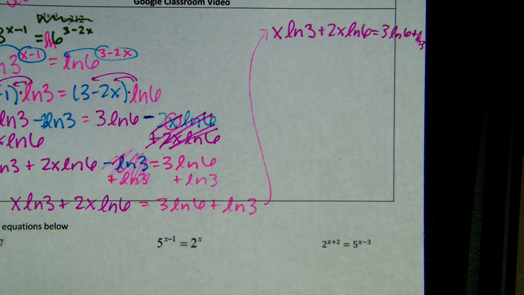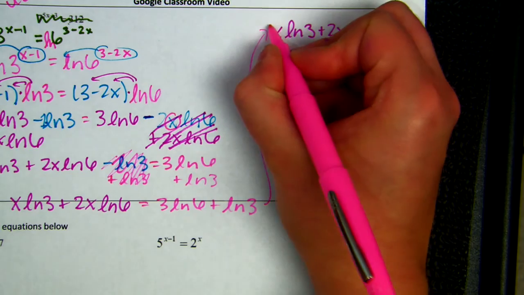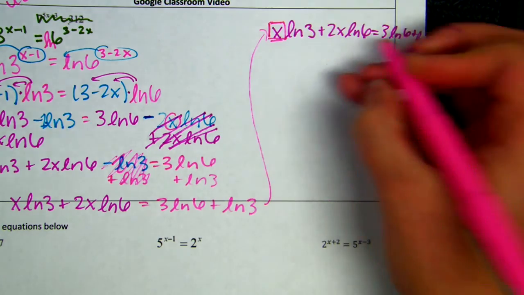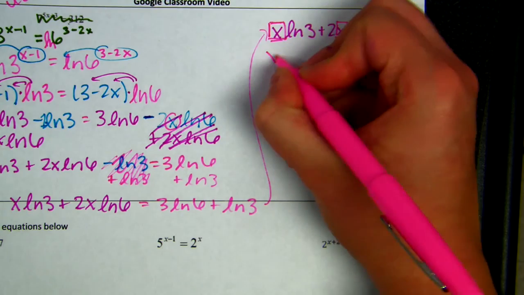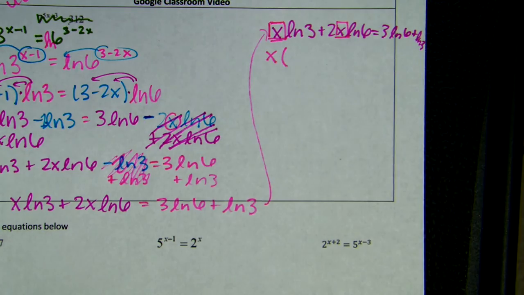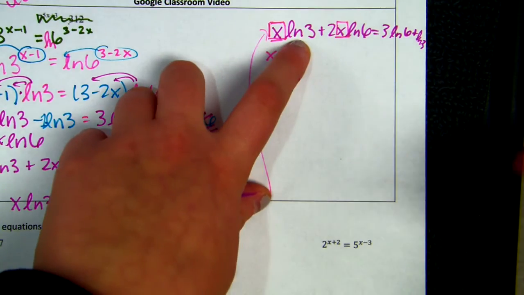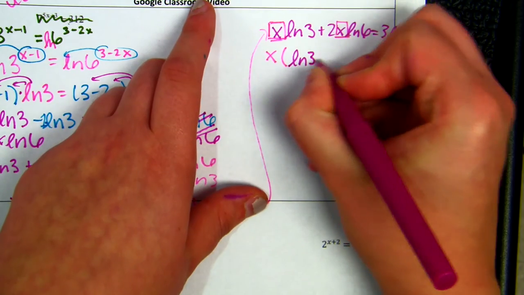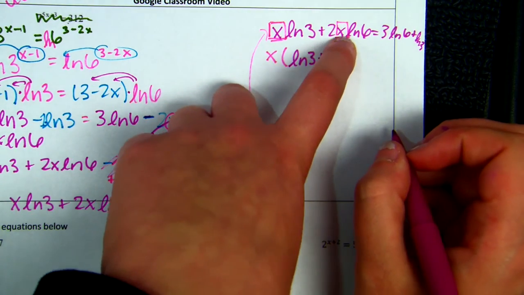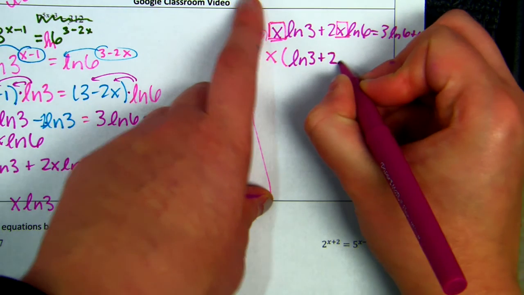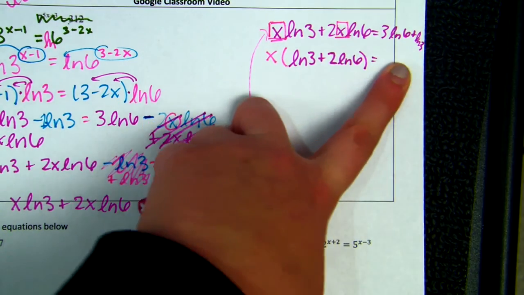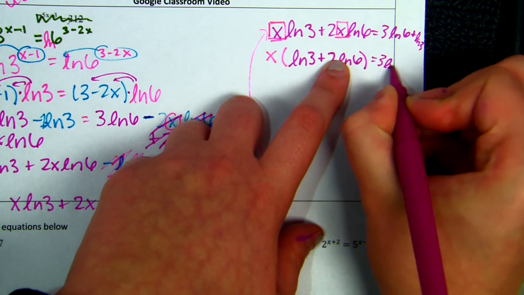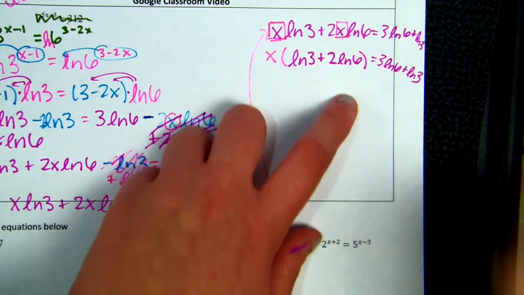Looking here, I know next I want to get an x by itself. So I see I have one x right here, and I have another x right here. So I'm going to pull those out. So I have x times, if I pull out an x, what's left? Natural log of 3 plus, if I pull out an x, what's left? I have 2 natural log of 6 equals that same right side, right? So we have 3 natural log of 6 plus natural log of 3.